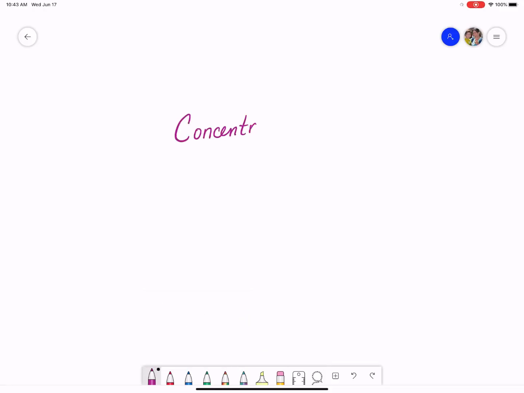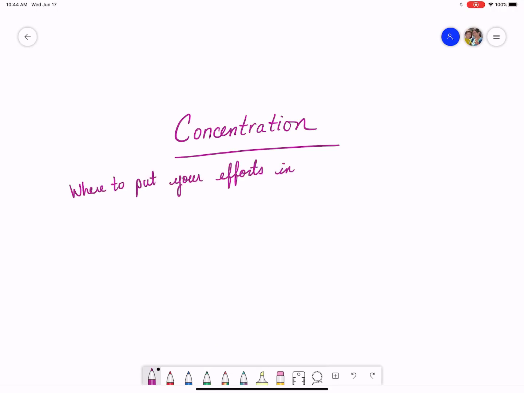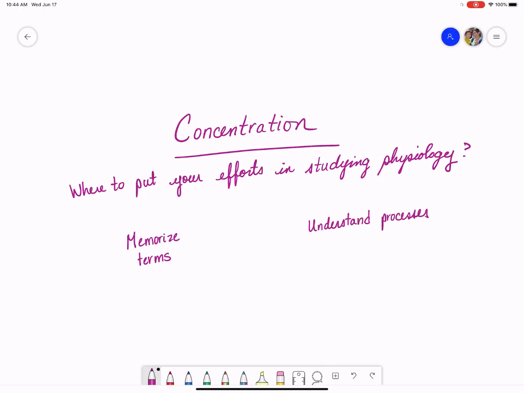Concentrations are a concept that most people are inherently familiar with. For instance, if I were to say, you should concentrate your efforts more on a conceptual understanding of physiology rather than trying to memorize it, you would know that that means to spend more time trying to understand physiological processes conceptually rather than spending your time memorizing terms.